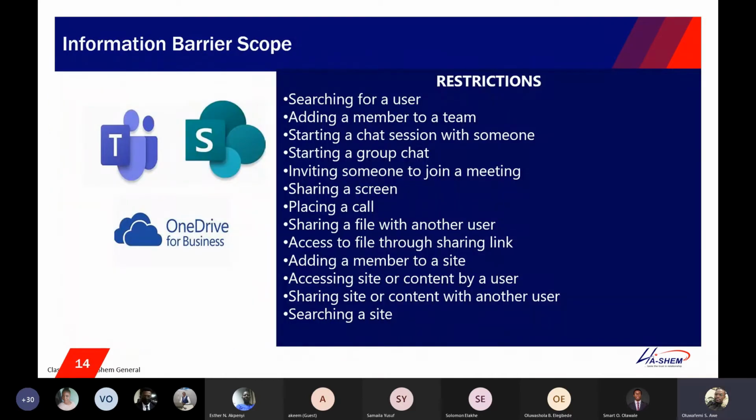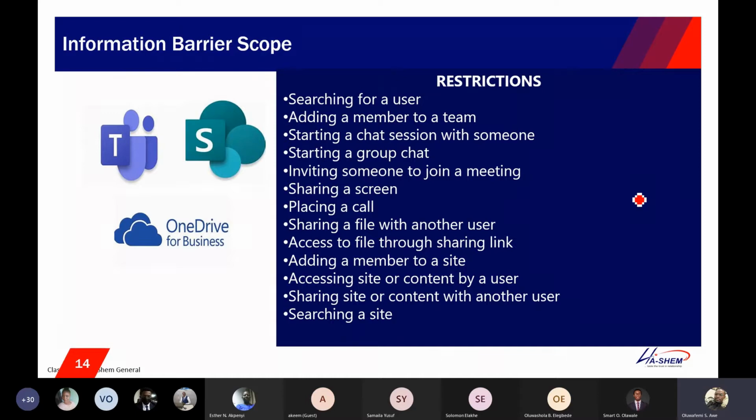Now, what is the scope of information barriers? Information barriers span the collaboration means: Microsoft Teams, SharePoint, and OneDrive. And what are the things that you can do? You can stop, you can restrict chat, you can restrict sharing of files, sharing of screen, placing a call, you can restrict searching a site. Everything here is what you can restrict to ensure that compliance is met between two groups or different users.